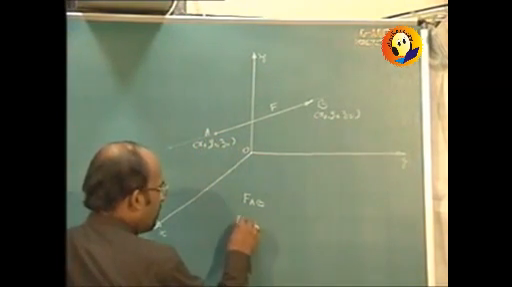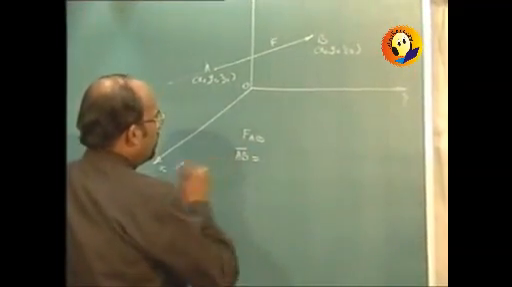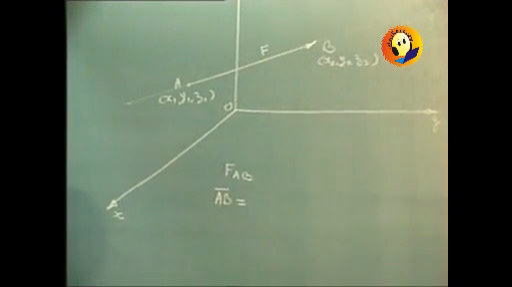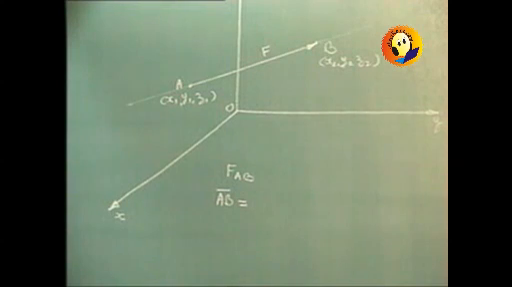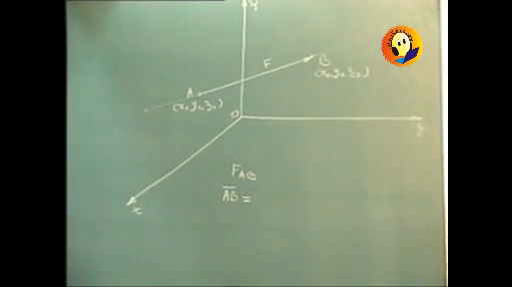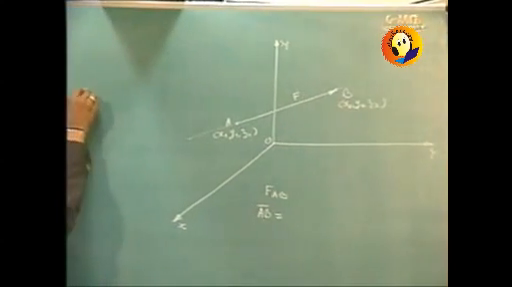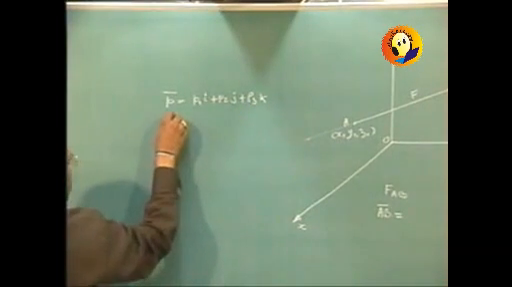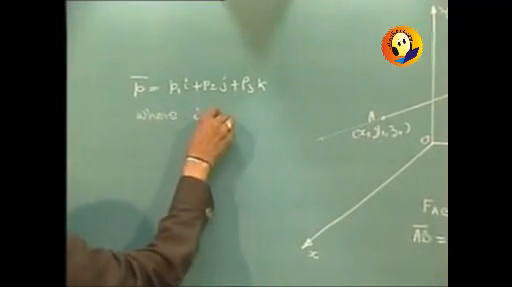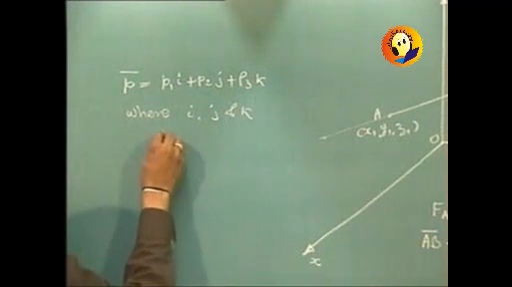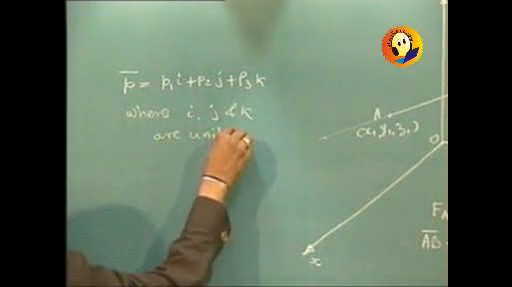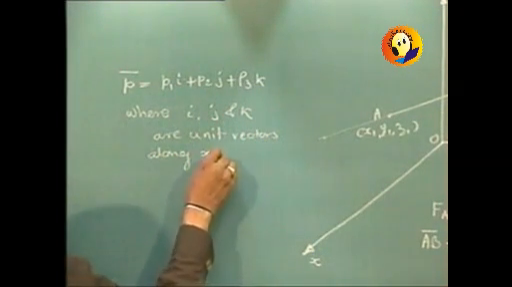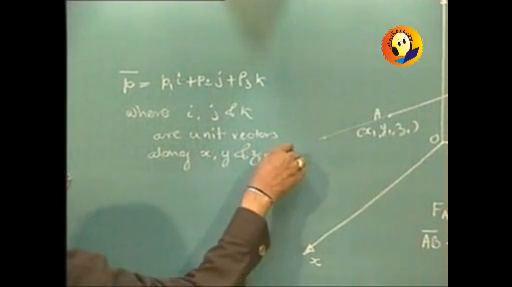Vector AB bar is to be written, so that will specify the direction. A vector by itself comprises magnitude as well as direction. Let us revise a few features of vectors. Some vector P bar is written as P1 i plus P2 j plus P3 k, where i, j and k are unit vectors along the x, y and z axis respectively.